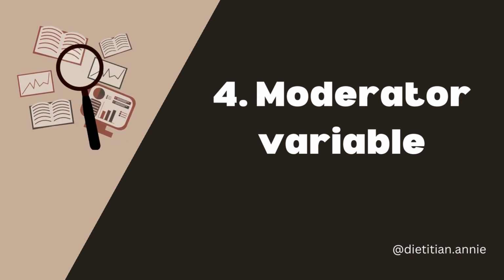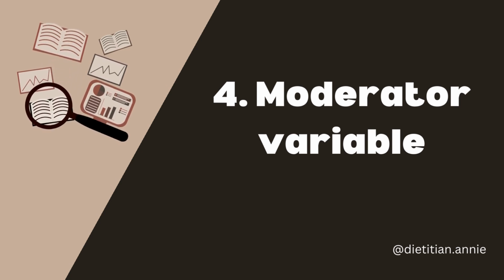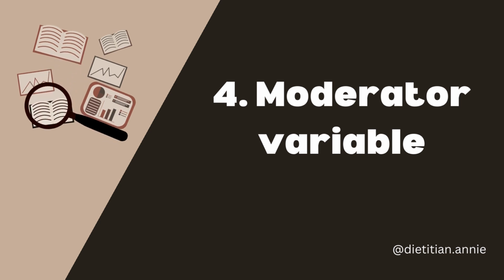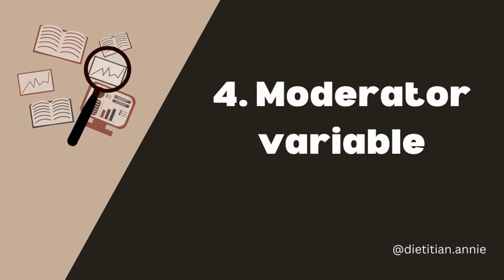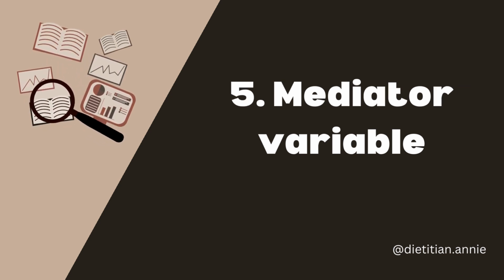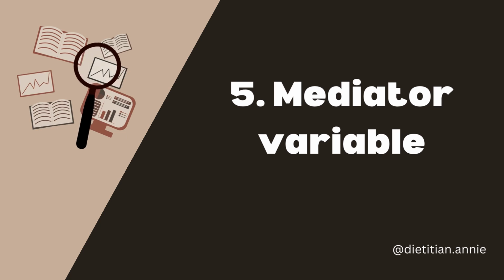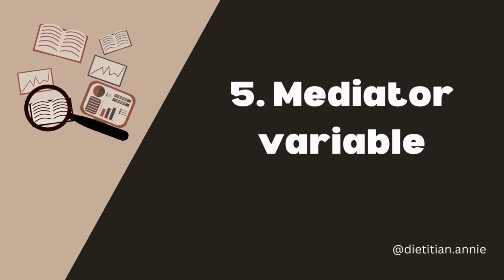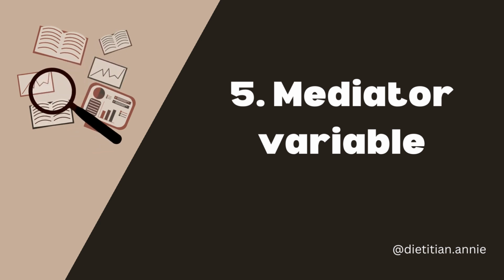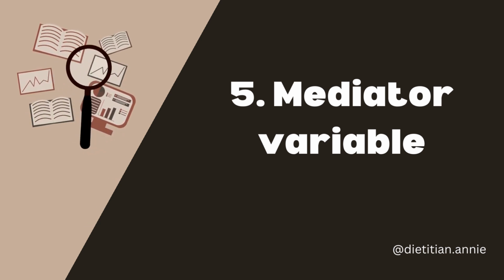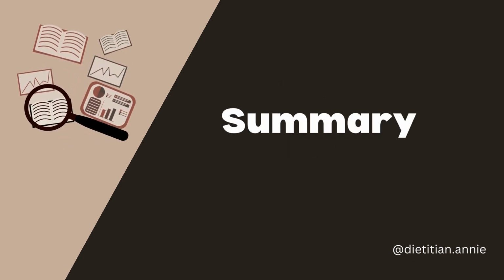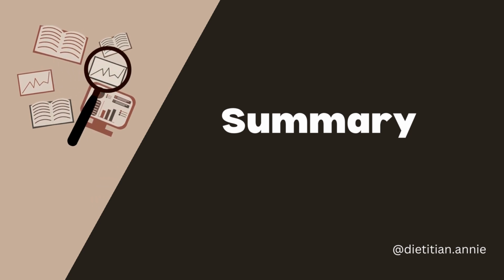The fourth type of variable is the moderator variable. This type of variable is used to modify the relationship between the independent and dependent variables. It is also known as interaction variable because it changes the nature of the relationship between the independent and dependent variables. The fifth type of variable is the mediator variable. This type of variable explains the relationship between the independent and dependent variables. It is a variable that comes between the independent and dependent variables and explains why the independent variable has an effect on the dependent variable.